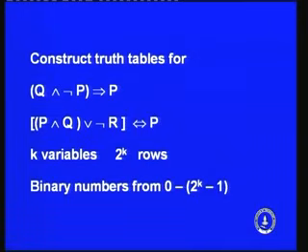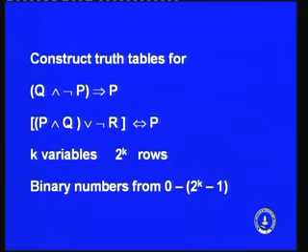Now, let us take some examples. Construct truth tables for Q and not P implies P, and P and Q or not R is equivalent to P. So, as I mentioned to you earlier, when you have k variables, there will be k columns for each of the variables, then some more columns, but there will be 2 power k rows representing the assignments, and they will be representing binary numbers from 0 to 2 power k minus 1.